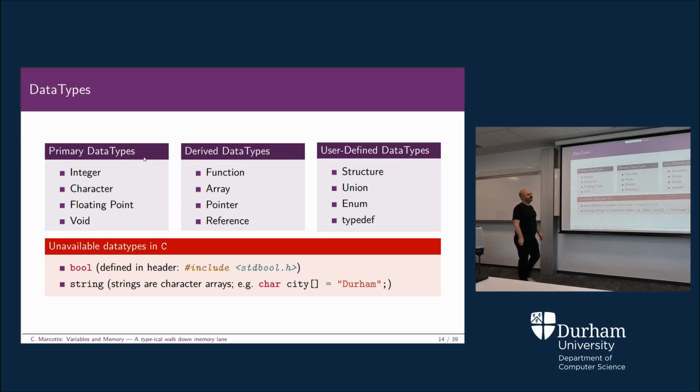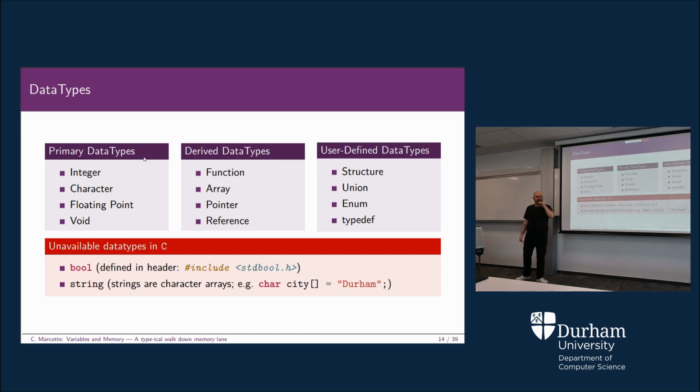We have derived data types, like function, array, pointer, reference. And we have user-defined data types: structure, union, enum, and typedef. We'll go through most of these. Some of these are used much less often than others, especially in C.